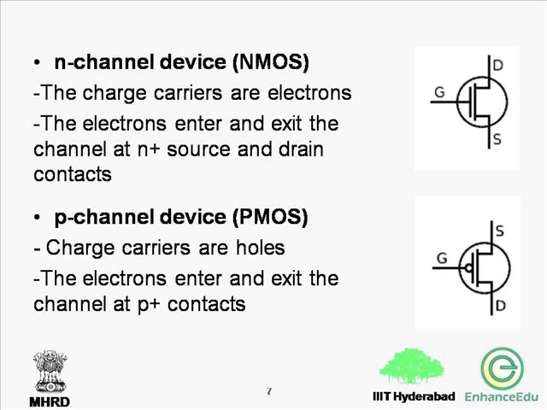The difference between the representation of NMOS and PMOS is that PMOS devices are represented as the bubbled MOS, as can be seen in the figure. The charge carriers for NMOS are the electrons. The electrons enter and exit the channel at the N plus source and drain contacts, whereas the charge carriers for the P-channel device, that is the PMOS, are the holes. In this, the holes enter and exit the channel at the P plus contact.